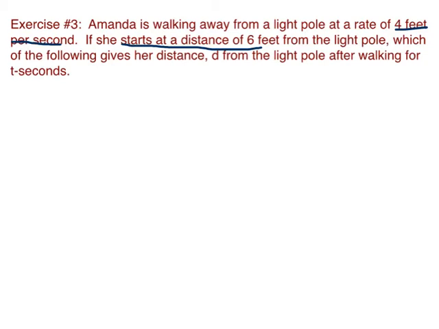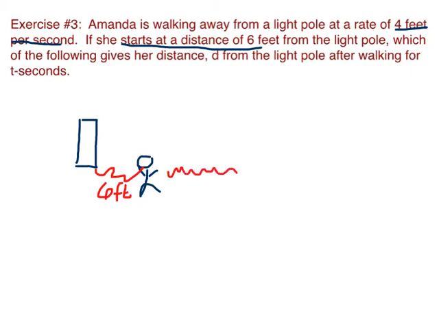So the first thing I did was I drew a light pole, just so that I had a visual. She started right here before she started walking, this far away from the light pole. That distance was 6 feet. After that point, she walked in 1 second 4 feet.